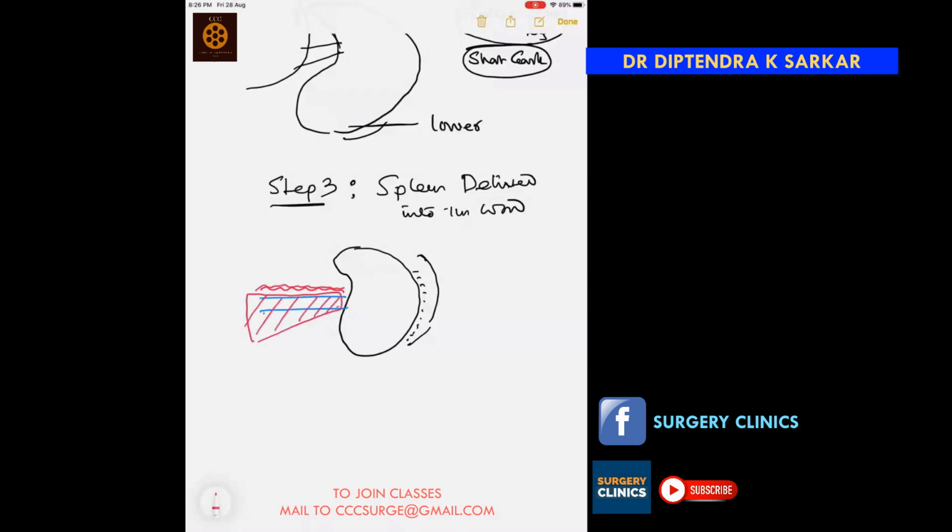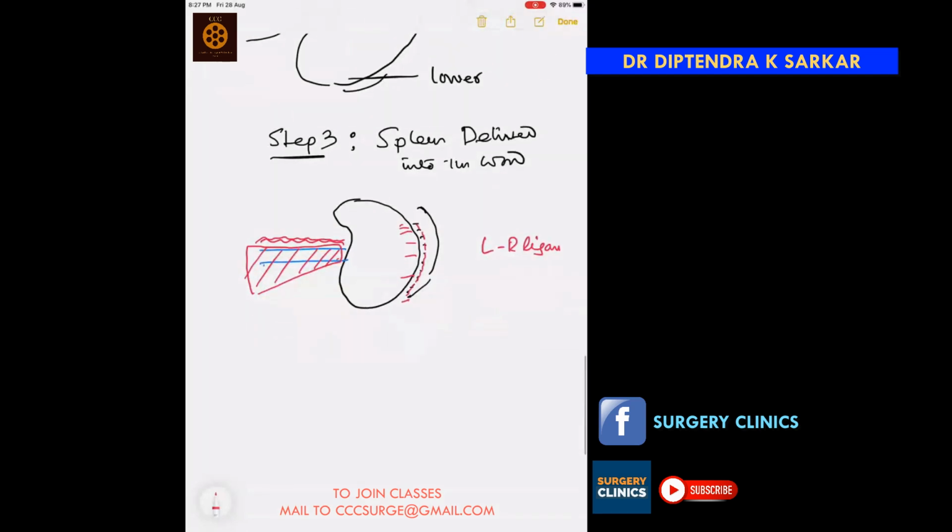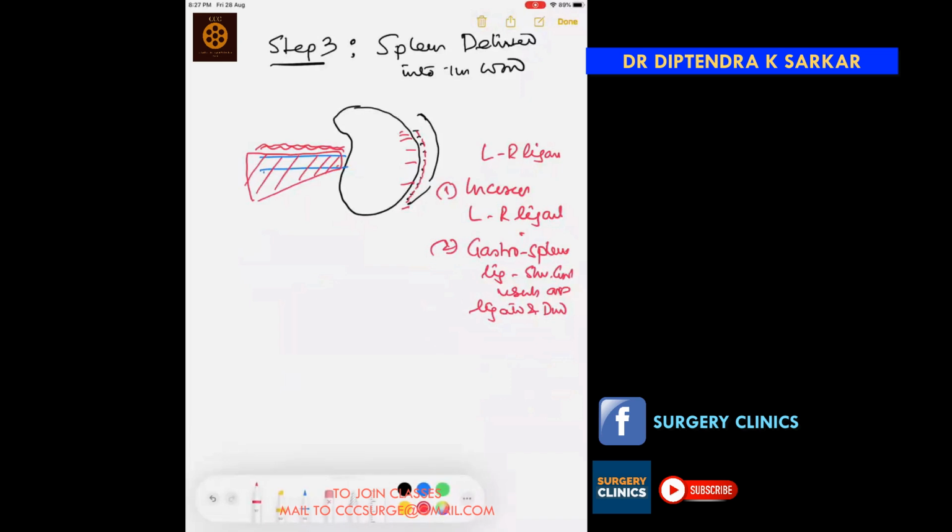There are a group of people who at this stage would make an incision in the lienorenal ligament. And as you put your dissection behind, the whole spleen is going to come out. So the incision is on the lienorenal ligament. This is one part. And number two, as I said, the gastrosplenic ligament with the short gastric vessels are ligated and divided. So once you do this, you come to the step 4.